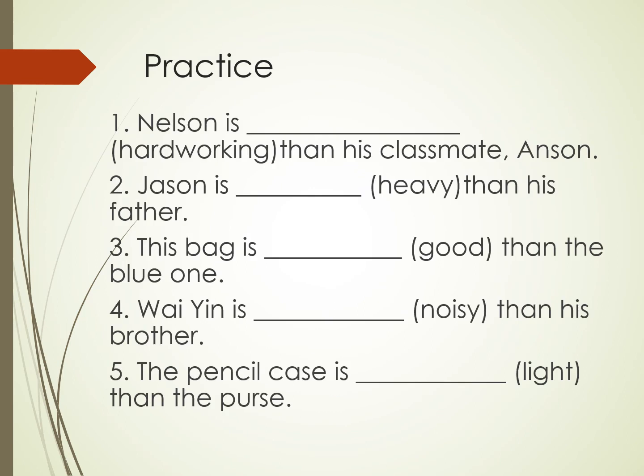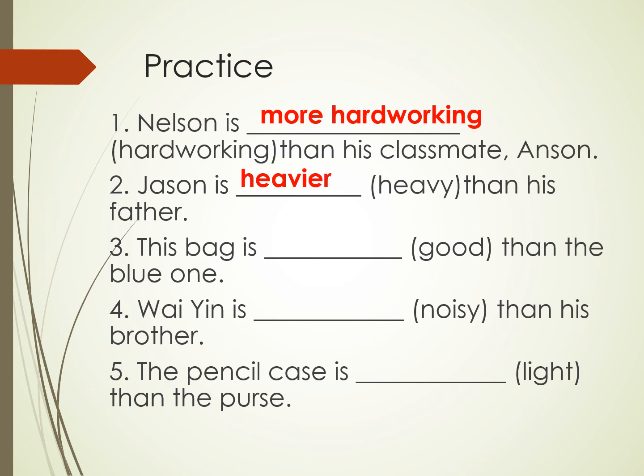And let's practice now. I give you three seconds. Okay, have you got your own answer? Let's look at number 1. Nelson is hardworking than his classmate Anson. So what should your answer be? Yes, very good. More hardworking than. Okay, hardworking is a long word, so we'll put more in front and it will be more hardworking than.